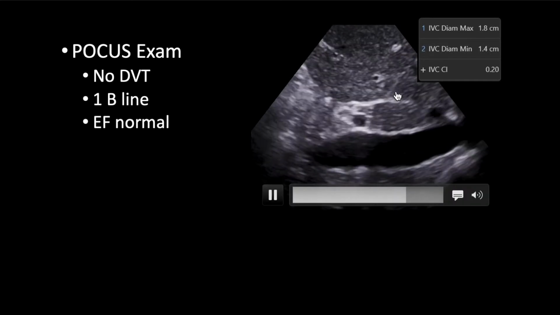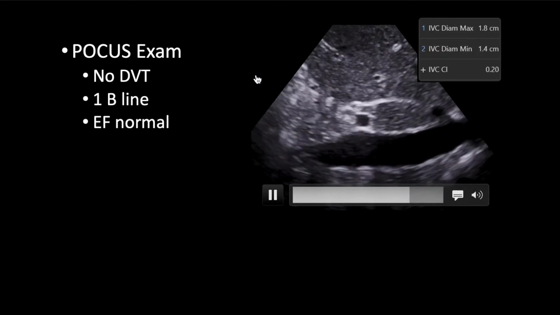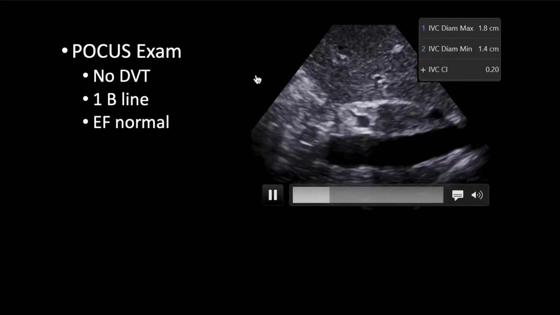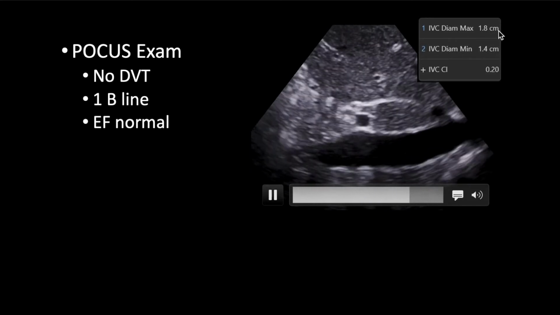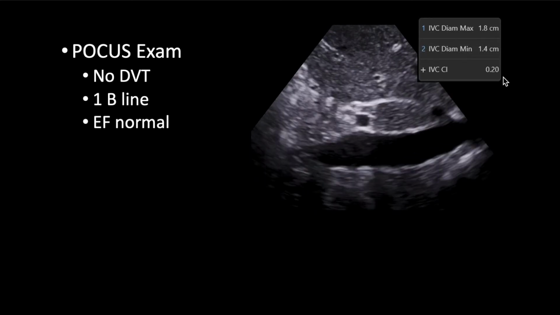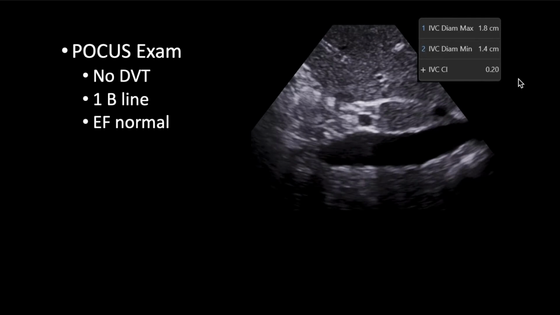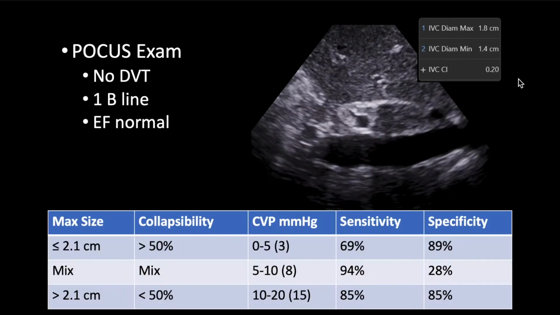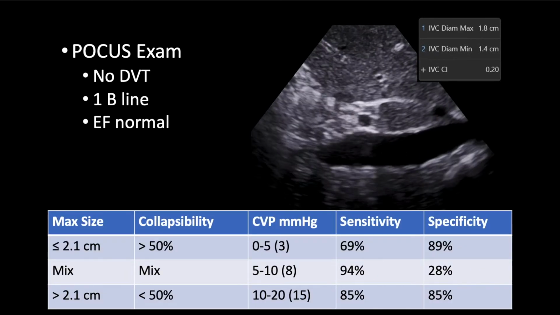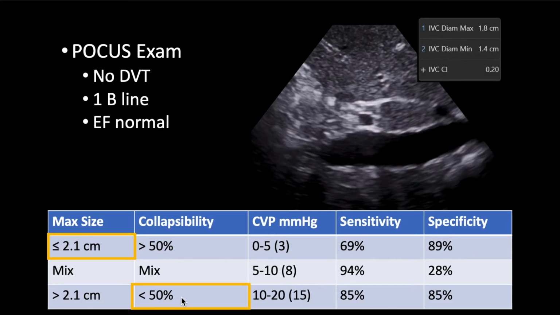And then I'll go up from the legs to the IVC and see, is this leg edema driven by high central venous pressure? And here you can see the IVC max is 1.8 centimeters. The collapsibility is about 20%. So what is this patient's central venous pressure? This is one of those tough ones where his IVC is small, but he has poor collapsibility, less than 50%.